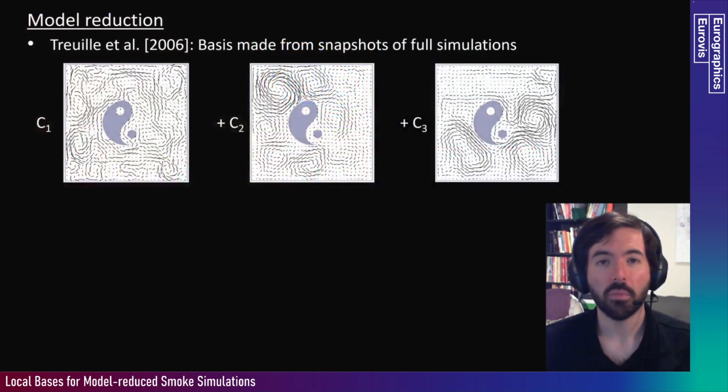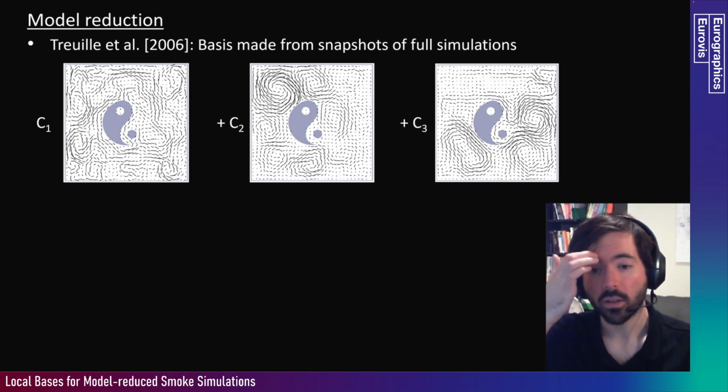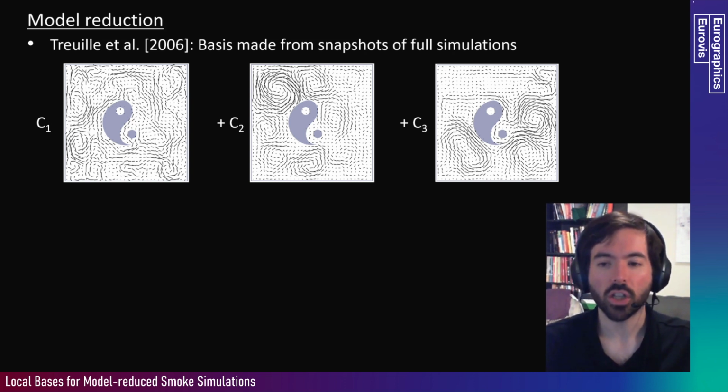Now, one class of method that can achieve that is called the model reduction approach. The idea here is to use a set of basis functions and to restrict the velocity field to be a linear combination of these basis functions. So the complexity here is now only determined by the number of basis functions that we use. And the difficulty, of course, is now to choose the right set of basis functions that will generate the fluid simulation that we want. So one approach suggested by Treuille et al. is to use snapshots of a full grid simulation as our basis.